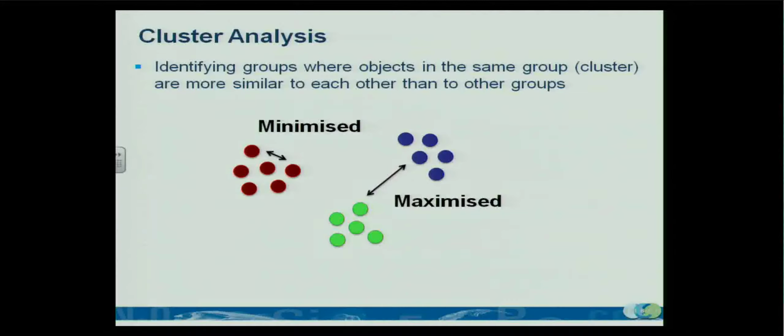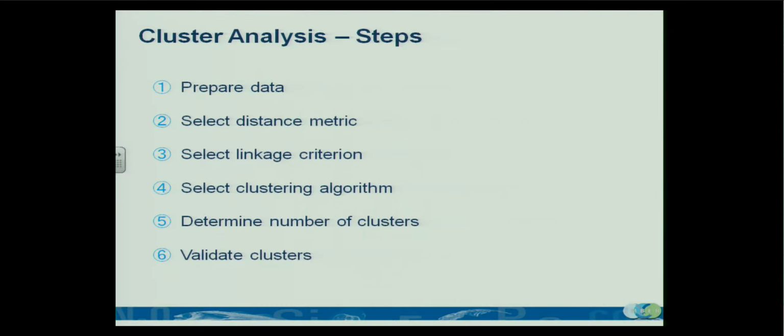So if we start with cluster analysis, this is about, in that high dimensional space, each one of these dots represents a data point or a sampling site or whatever you're looking at. You're trying to minimize the differences within a cluster and maximize the distance between clusters. So you're trying to find natural lumps that are in that data. There's lots of different steps to go through.